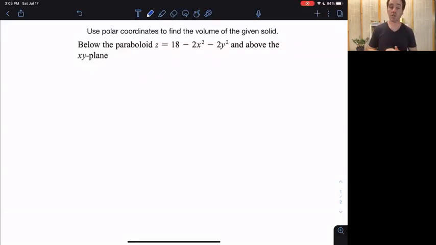Some integrals are much easier to do if you convert from rectangular or Cartesian coordinates into polar coordinates. Sometimes it gets harder, but sometimes it gets easier, and so you should be able to identify when one happens and when the other happens.